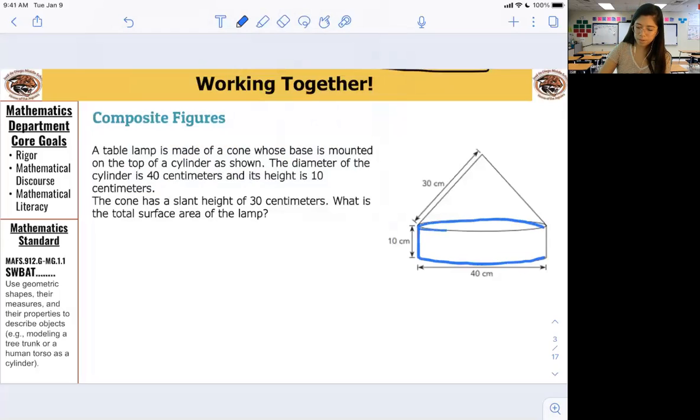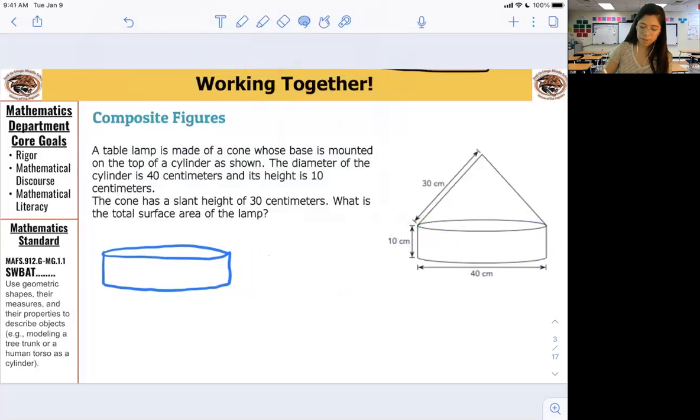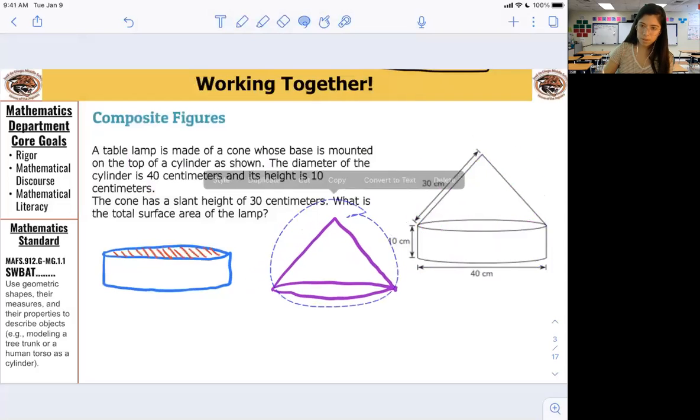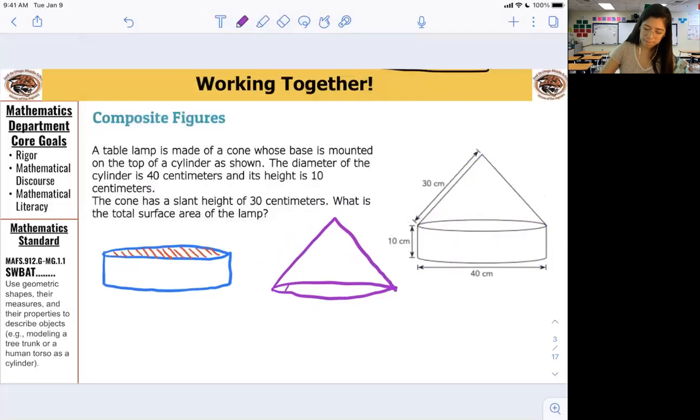The bottom of the cone. Good. So where these two meet, we don't count that part. Because if you think about it, that's kind of like inside the lamp. So we don't count that part. We're not counting that. And then for the cone, we're not counting the bottom. So this is kind of similar to the first one we did.